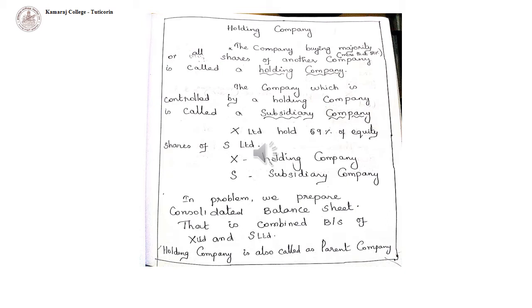Holding company. The company buying majority or all shares of another company is called a holding company. Majority share means it must be more than 50% of the entire shares. The company which is controlled by a holding company is called a subsidiary company. In this case, X Limited holds, that means purchases, 59% of equity shares of S Limited. X Limited is a holding company, S Limited is a subsidiary company.